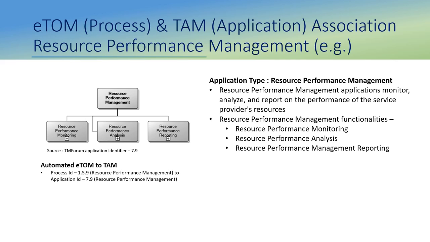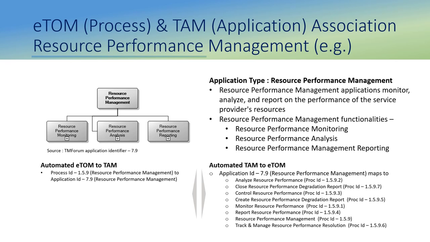An eTOM process ID, namely resource performance management, is mapped to TAM application ID 7.9, resource performance management. Whereas the TAM application type, resource performance management, maps to multiple eTOM processes, namely analyze resource performance, close resource performance degradation report, control resource performance, create resource performance degradation report, monitor resource performance, report resource performance management, track and manage resource performance resolution.